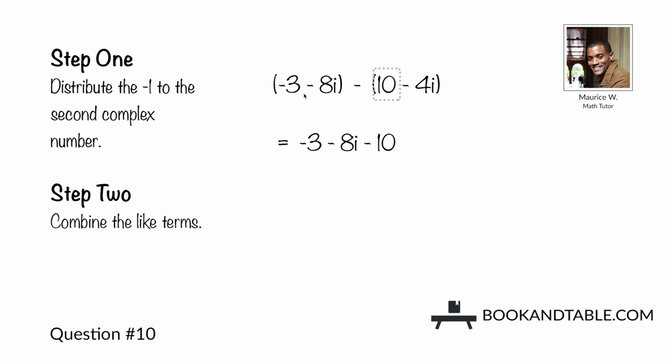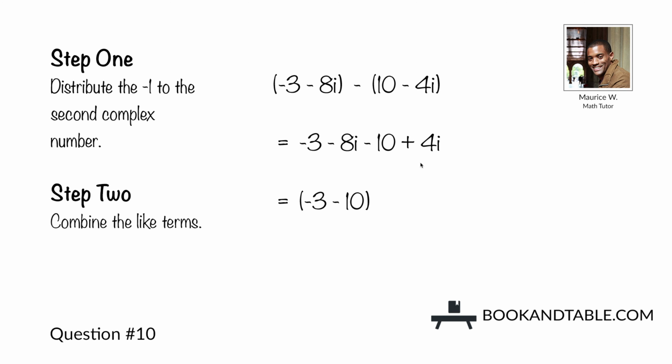So we bring down our first complex number, negative 3 minus 8i, and then we'll want to distribute the negative 1 that represents our subtraction to each of the two terms in the second complex number. Negative 1 times 10 is equal to negative 10. And negative 1 times negative 4i is equal to positive 4i. So after we distribute the negative 1, that represents our subtraction, we get negative 3 minus 8i minus 10 plus 4i.